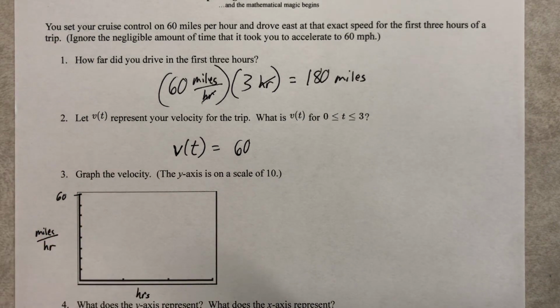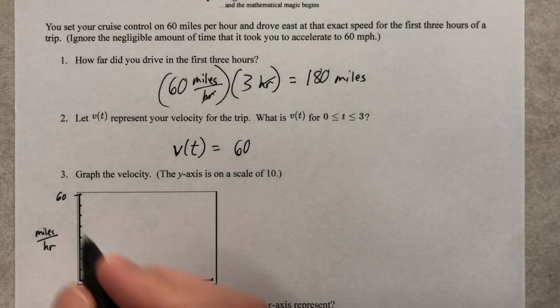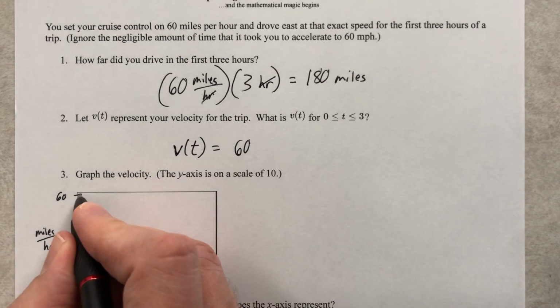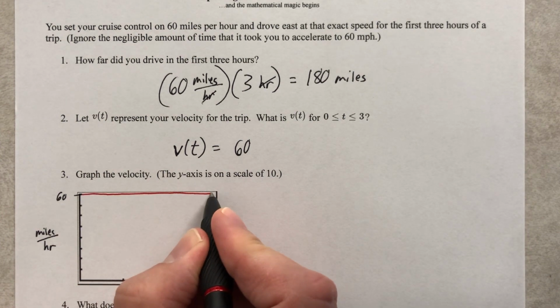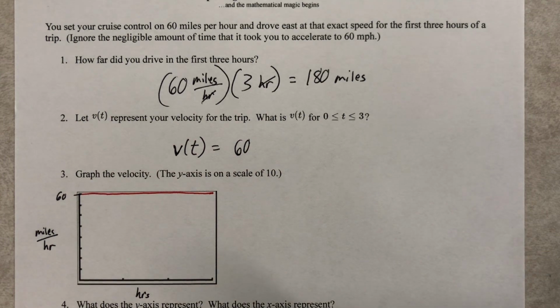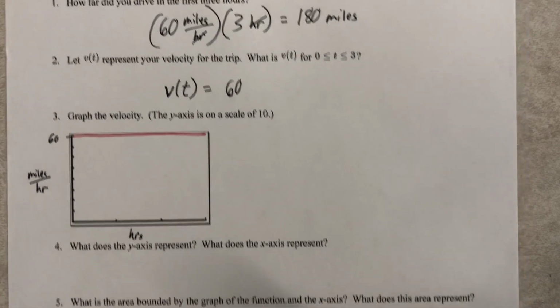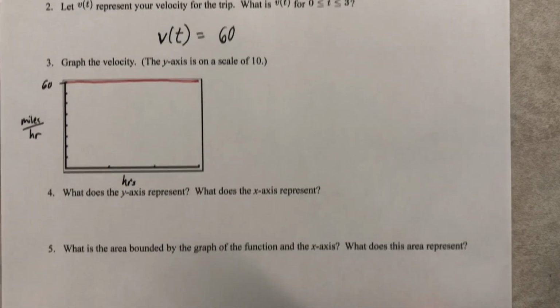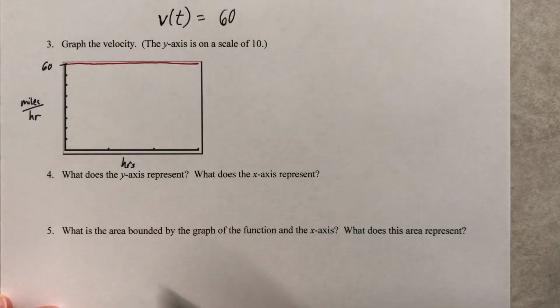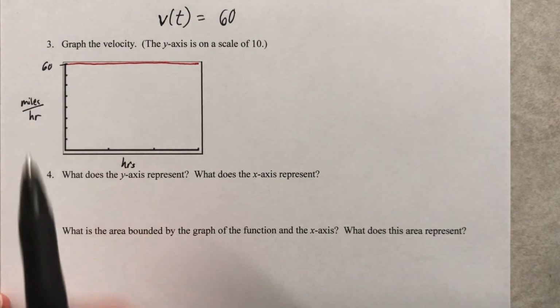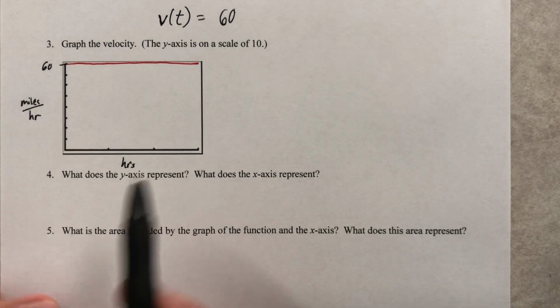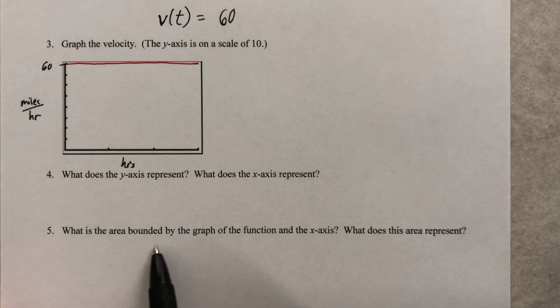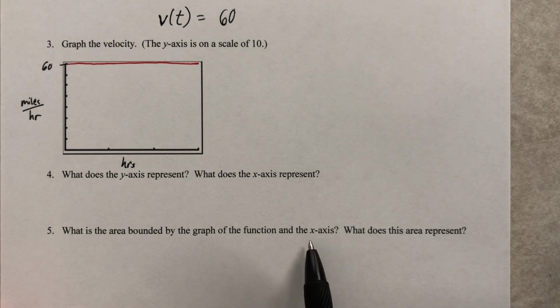And you're about to have an amazing discovery. I'll graph it in red. When I graph the line 60, that's what we get. All right, fun. Well, wow. Nothing too tragic so far. I think we got this. And then what does the y-axis represent? I'm not even going to answer that because we just did that. That is the velocity. What does the x-axis represent? It's hours.